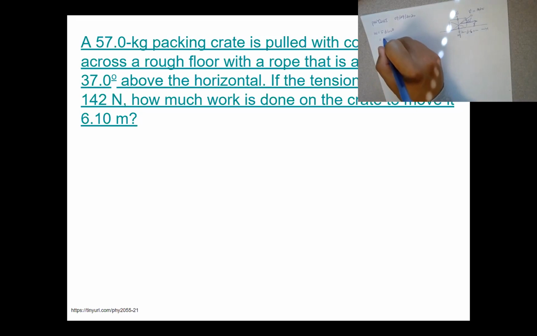So it's 142 newtons times 6.10 meters times cosine of 37 degrees. Okay, so that should be roughly 692, and you can round it up. Joules, okay, that's the unit, or meters times newtons. I saw one response having newtons over meters, so that's not the correct unit. It should be meters times newtons or newtons times meters.